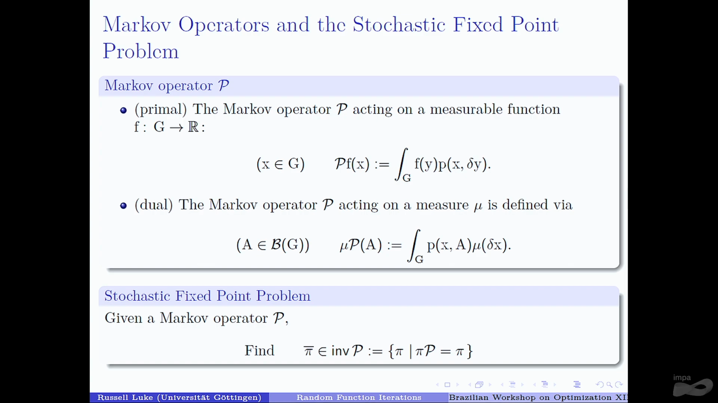So what's a Markov operator? A Markov operator acting on a measurable function is defined this way. Here's the kernel for our Markov chain, and that's the primal action of the Markov operator on a function. The dual action of it on a measure is this. So it's acting on this measure in this way, and there's, again, your kernel for the Markov chain. So this is our stochastic fixed point problem: find some point π such that when I apply my Markov operator to it, I get that measure back.